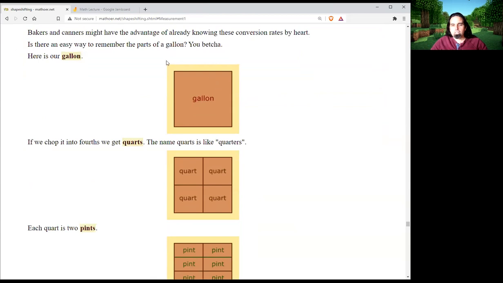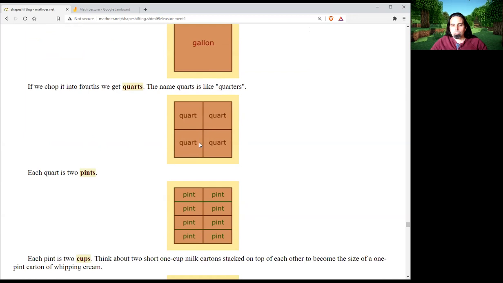Imagine that this box is our gallon at the top. Then we chop it up into 4 quarts, and that name sounds like quarters. So the quarts are the quarters of the gallon. If you buy juices at the grocery store, sometimes they are in quarts, and if you stack 4 of them together, it's about the same size as a gallon, except there's often air at the top.